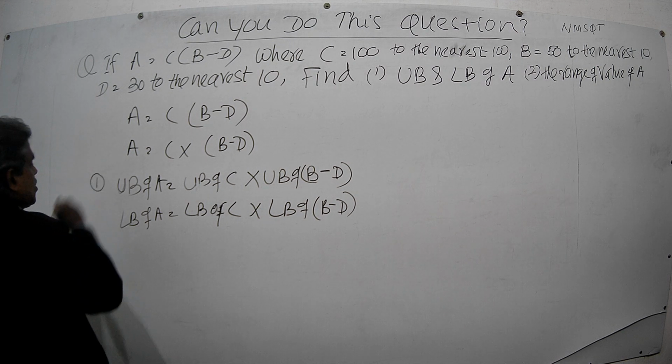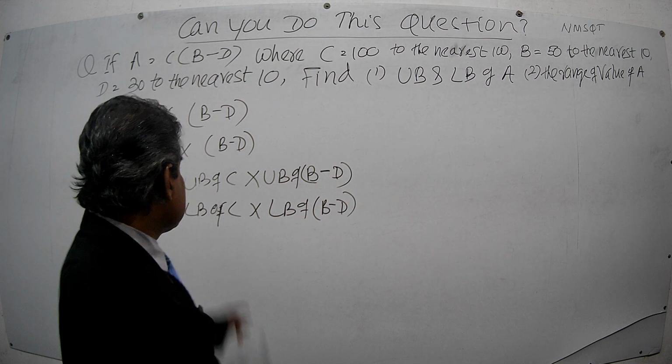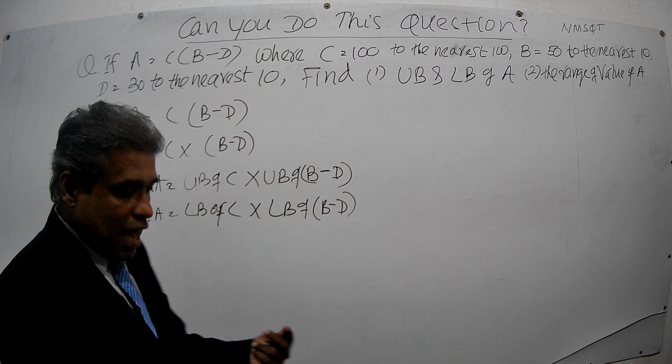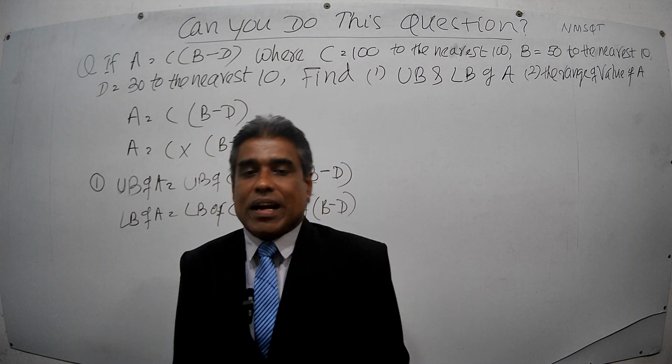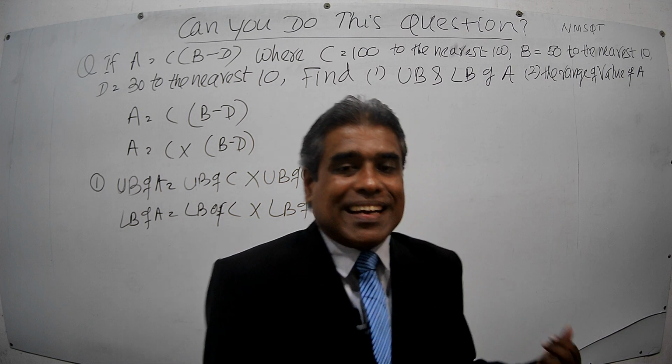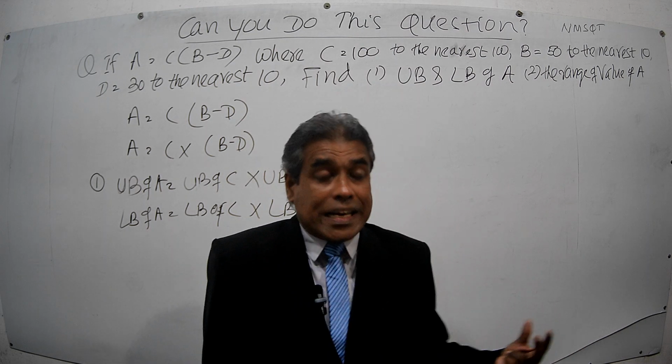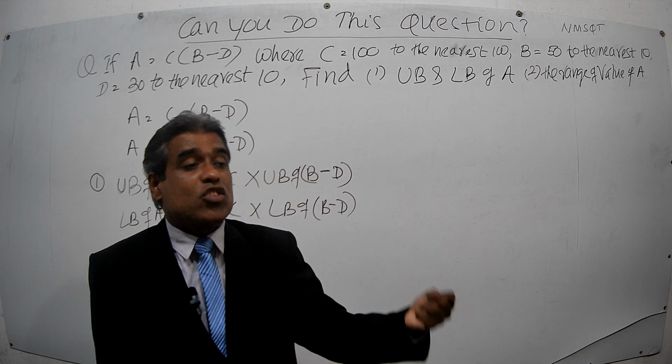Now this is the first part of the question, right? Now we will see how to find the upper bound of C. C is a single number. Then we know the very straightforward formula for finding the upper bound of a single corrected value. That is corrected value plus degree of accuracy over 2.